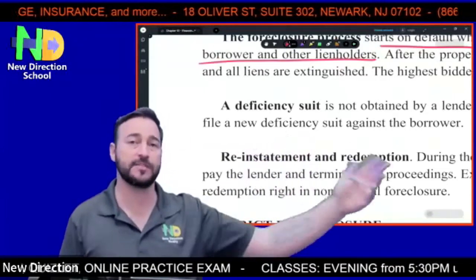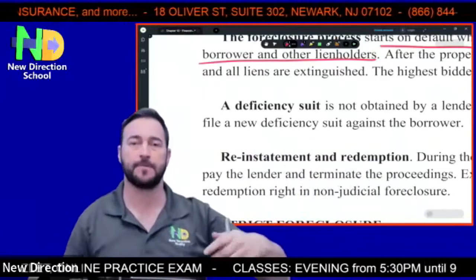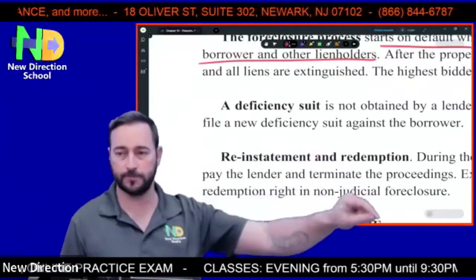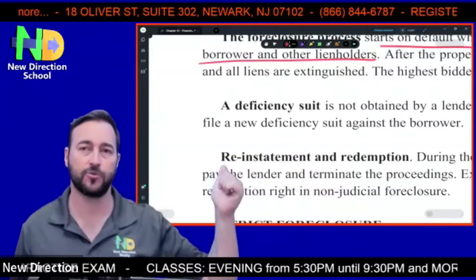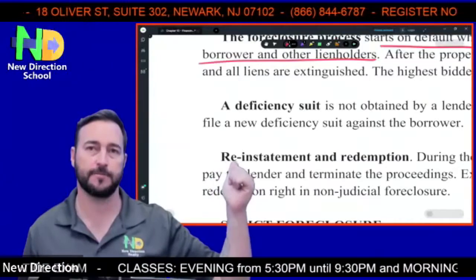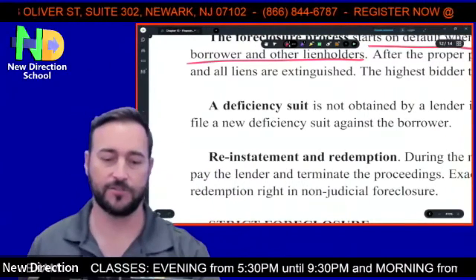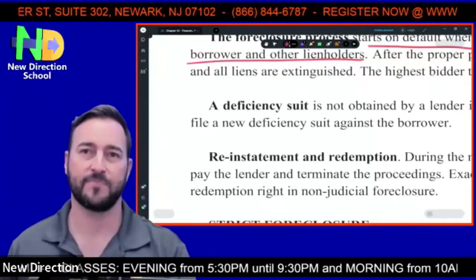It's called a trustee sale instead of a sheriff sale, right? Because we went straight to auction. The lender does not have the rights to a deficiency suit or judgment. The lender has to sue separately. Okay?